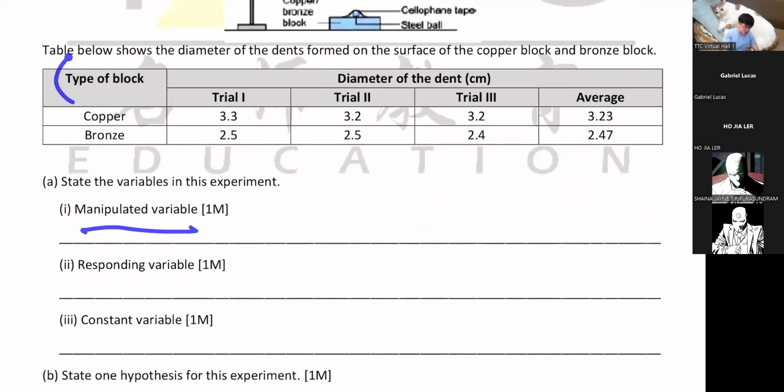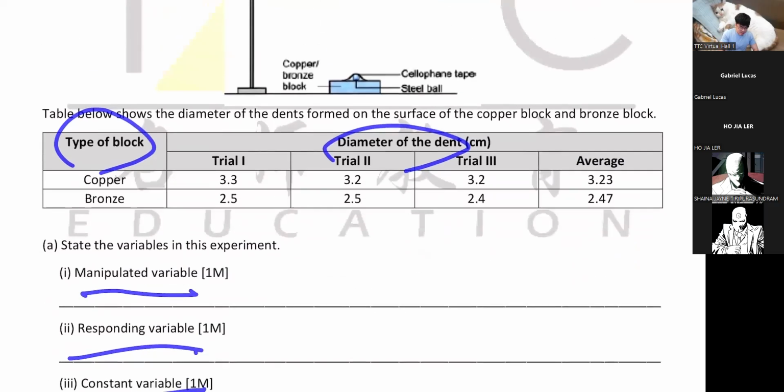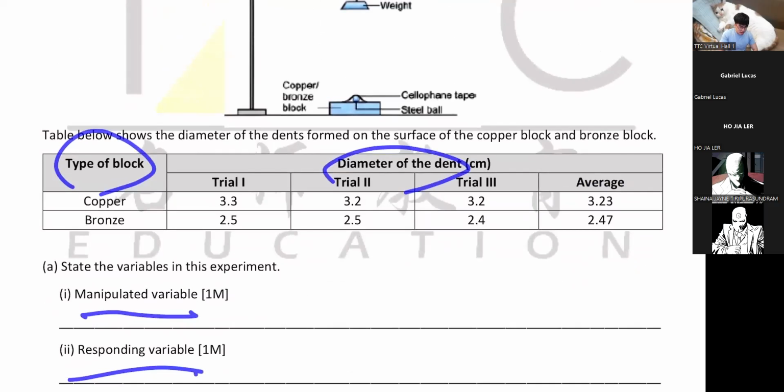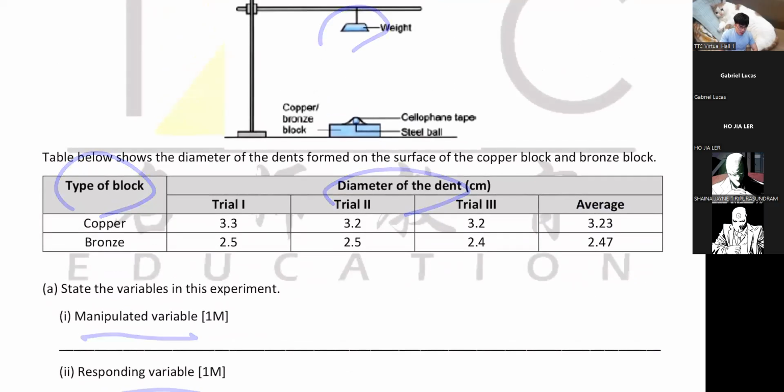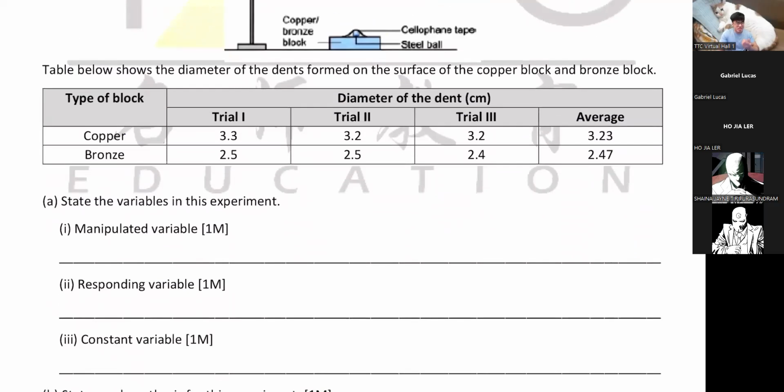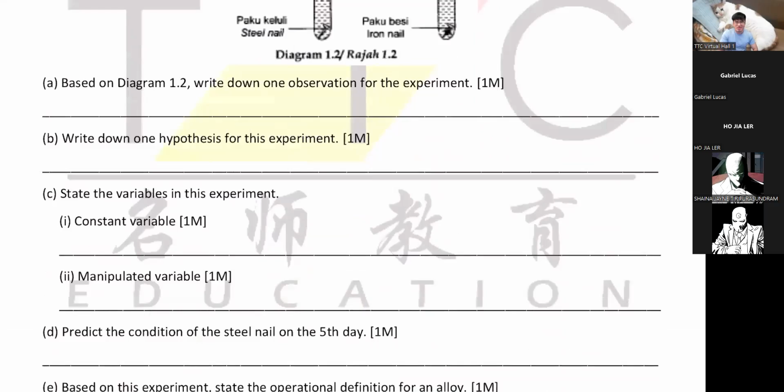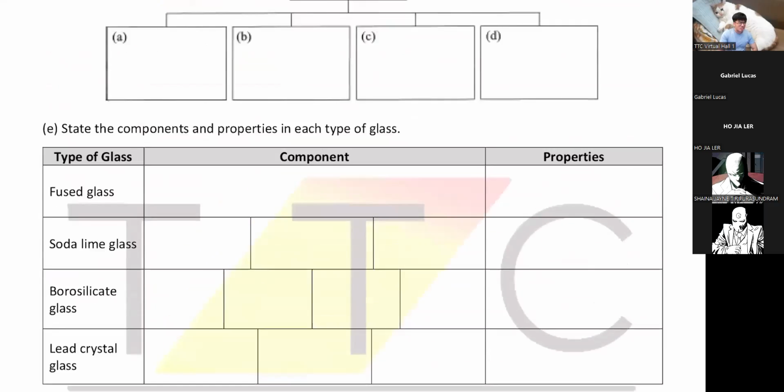What's the MV? MV is the type of block. RV is the diameter of the dent. CV is the mass of the weight, or the size of the steel ball. I'm using the same steel ball. Okay, I'm going to skip this. This is last week's stuff.